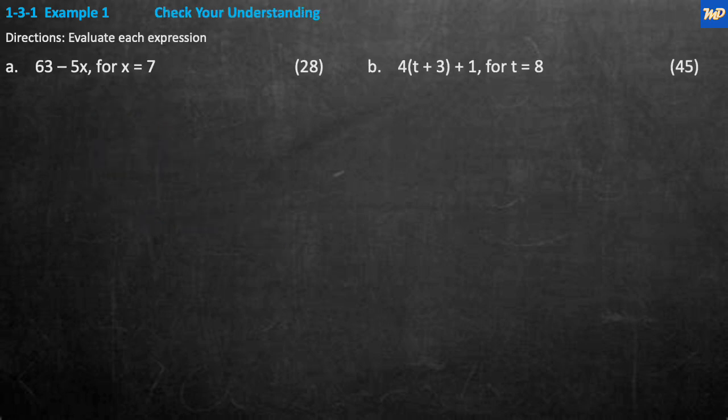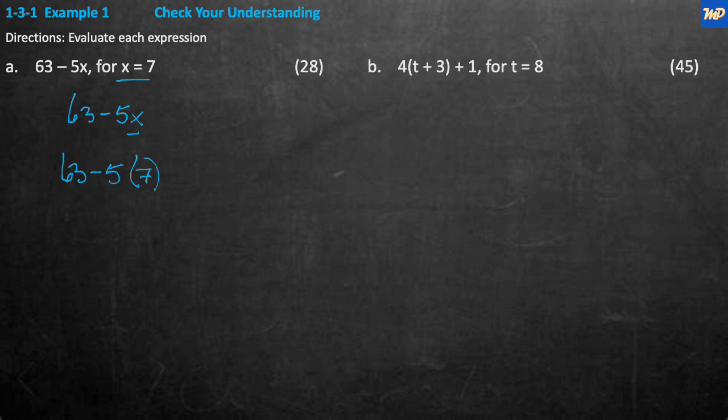Okay, example 1, check your understanding. Directions, evaluate each expression. Problem A is 63 minus 5x, and they want you to substitute a 7 for the x. We found the x, it's right here, and we're going to replace it with a 7. So we're going to say 63 minus 5 times 7.